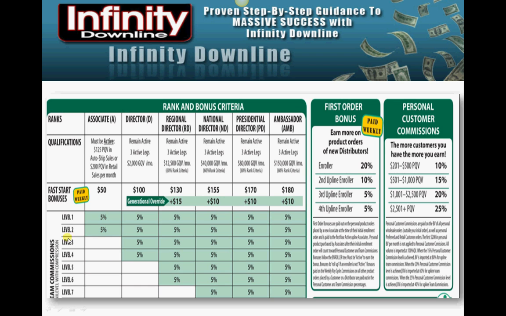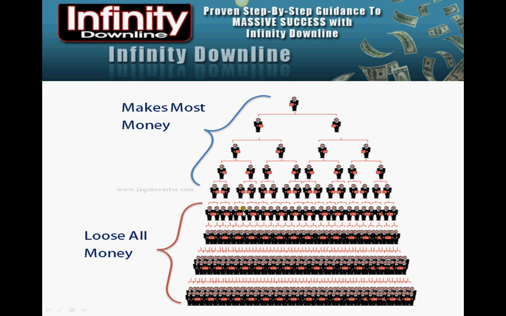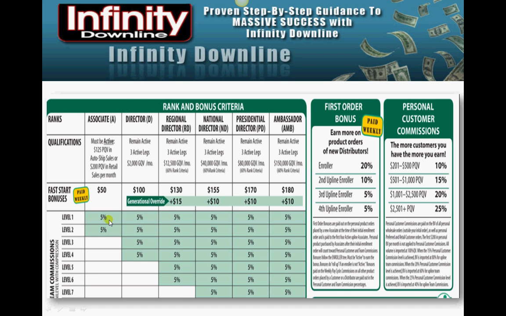Now, what I want you to pay close attention to right here is the commission levels, or the team commissions, what you earn off all those people back here. If we look right here, we've got 5%. If you're an associate, you own the first two levels, and we talked about the levels. Level 1, level 2, level 3, 4, 6, 7, it goes all the way down. 5%, 5%, 5%, 5%. A very small percentage of 5% going on here. I'm going to show you how that's a big difference from Infinity Downline.